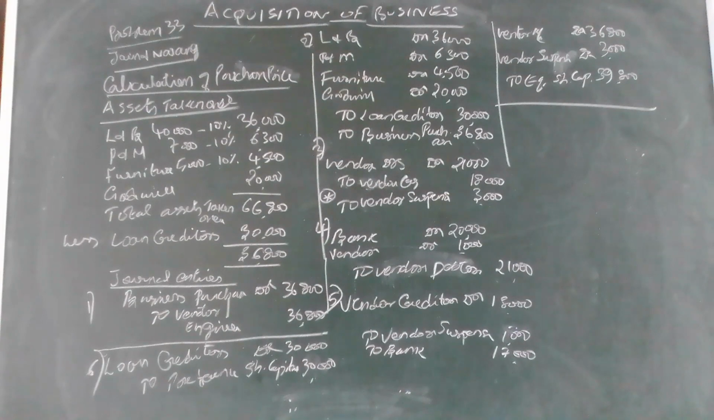Third one, vendor debtor account debtor to vendor creditor and suspense. What is the amount of debtors accepted? 21,000. What is the amount of creditors accepted? 18,000. The difference between the vendor debtor and vendor creditor, please mind it, is 3,000. I put the asterisk mark in this entry.